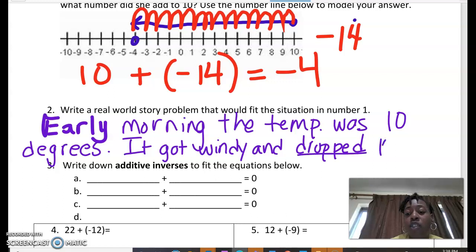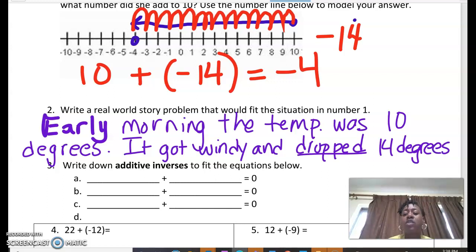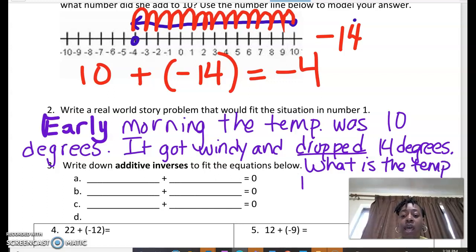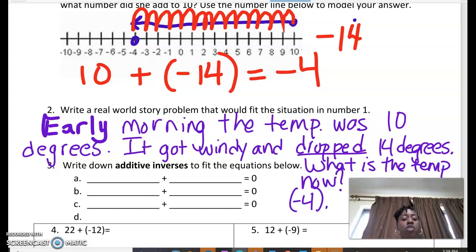Dropped 14 degrees. Please don't say dropped -14 degrees, because if it dropped a negative, remember, that's an increase. Taking away bad, that's an improvement. So the word dropped means that 14 is negative. So it got windy and dropped 14 degrees. What is the temp now? And then your answer could be -4 degrees. Okay, so that's number 2.